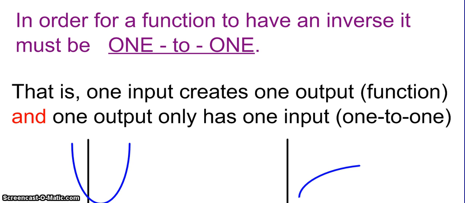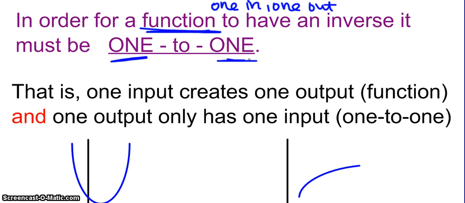In order for a function to have an inverse, it has to be what we call one-to-one. So we know our basic definition of a function is one in, one out, okay? But specifically to be one-to-one, you have to have one input creating an output, that's the function part, and one output has only one input, okay? So it's one in, one out in both directions, essentially.